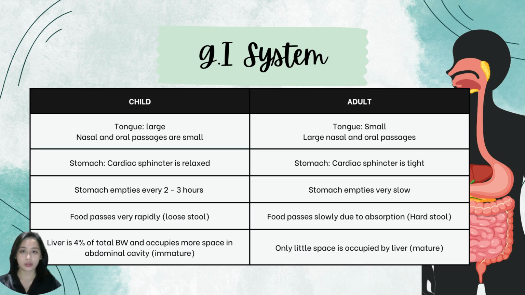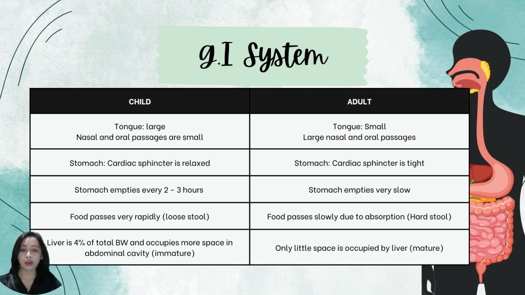Next, we have the GI system. In a child, the tongue is large and the nasal and oral passages are small. In an adult, the tongue is small and it has large nasal and oral passages. Inside a child, the stomach, specifically the cardiac sphincter, is relaxed. Meanwhile, in an adult, the cardiac sphincter is tight.